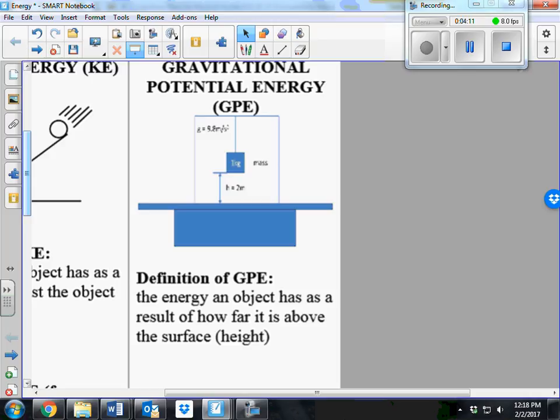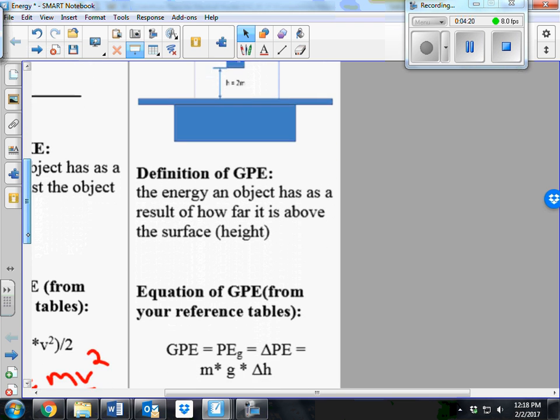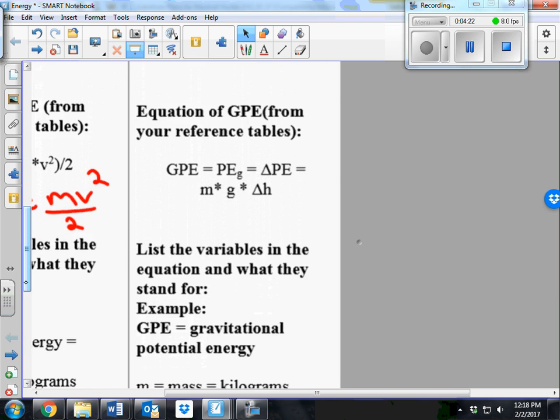So we define it as the energy an object has as a result of how far it is above the surface, or like I said in the pendulum, how far it's above its lowest point. So the equation for GPE is mass times gravity times change in height. Because if you think about gravitational potential energy, usually it's, I'm 5 feet off the ground, how much energy do I have? Well, I mean 5 meters. We're 5 meters off the ground, it's going to change to 0.